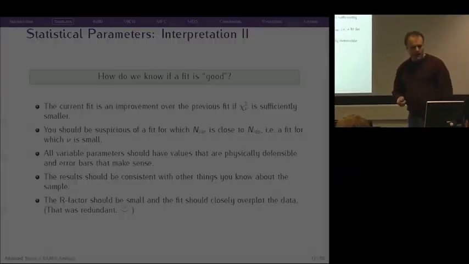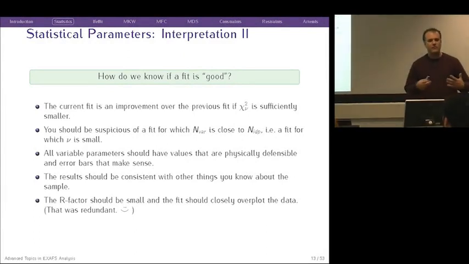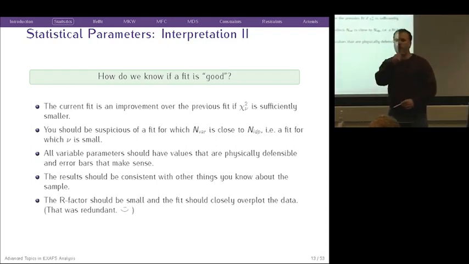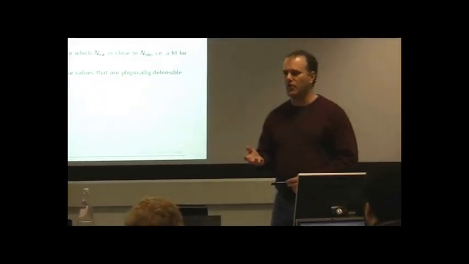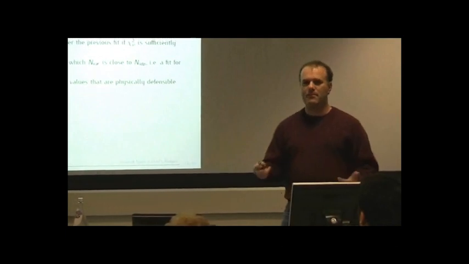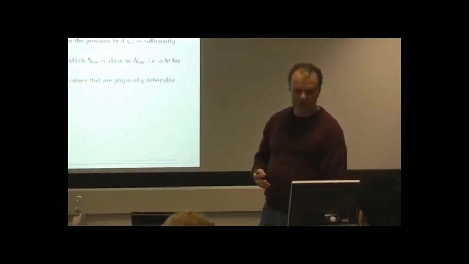Your variable parameters have to be defensible, and they have to make physical sense. If you get a fit that looks like a beautiful fit in the sense of the red line overplotting the blue line, but you have crazy parameter values, it's probably not a good fit, because the fit has to give you numbers that make physical sense, or you really haven't done something useful.